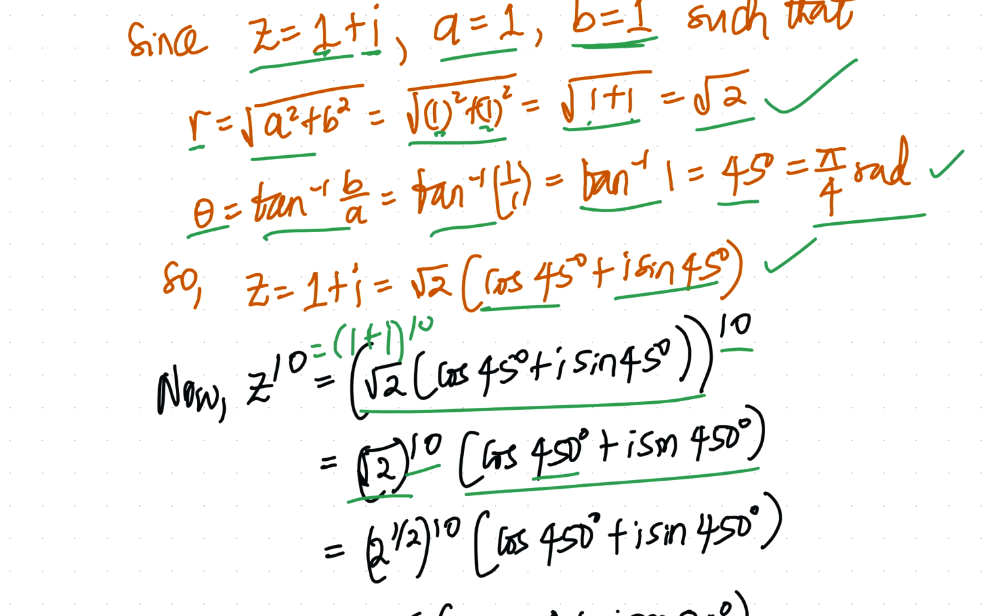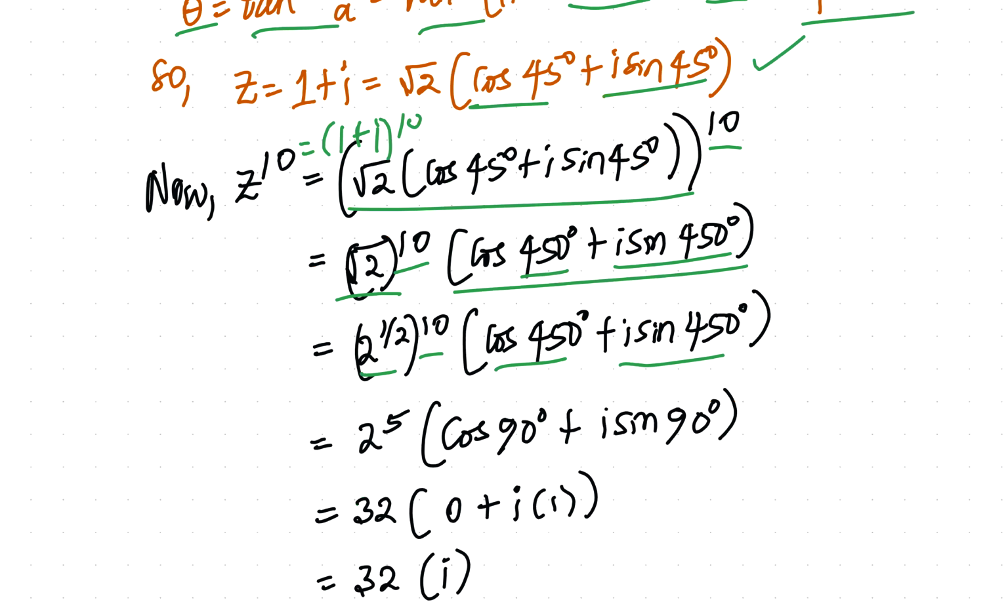Now, root 2 raised to power 10 means you have 2 raised to power half, raised to power 10, and then cos 450 degrees plus i sin 450 degrees. So next, you have 2 raised to power half times 10, that's 2 raised to power 5, and that simply gives you 32. But cos 450 degrees, how do you break this down?